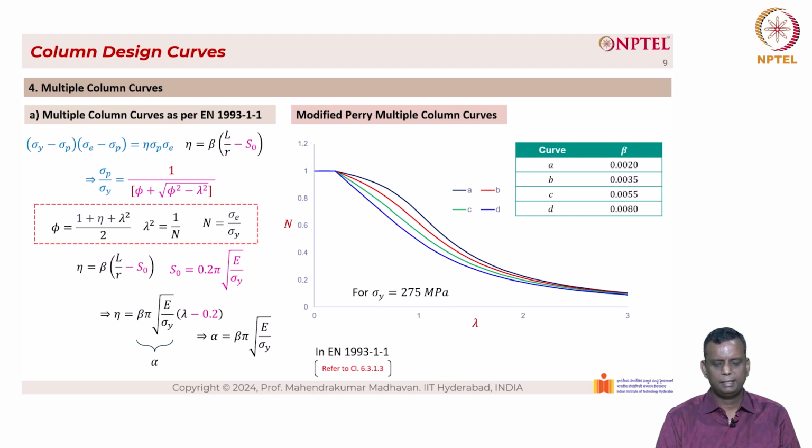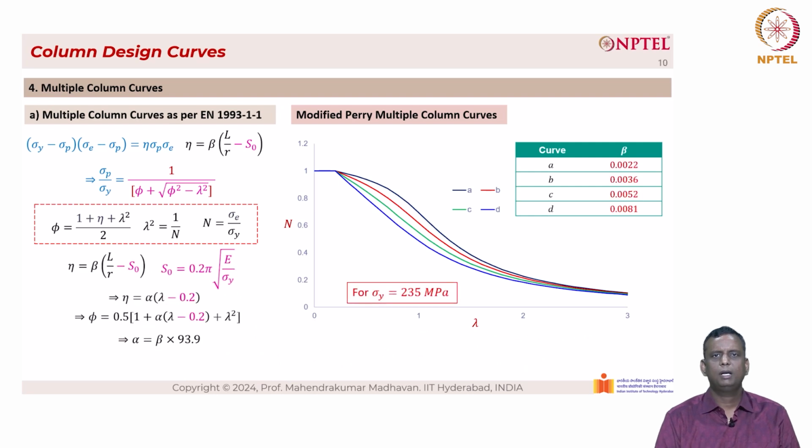In European Code 1993 1-1, clause 6.3.1.3 gives the value of pi into root of E by sigma y is equal to 93.9. This value can be obtained by substituting E equal to 2.1 into 10 power 5 Newton per millimeter square and sigma y equal to 235 Newton per millimeter square. When we substitute this value, we get 93.9. So, alpha now becomes alpha equal to beta into 93.9.